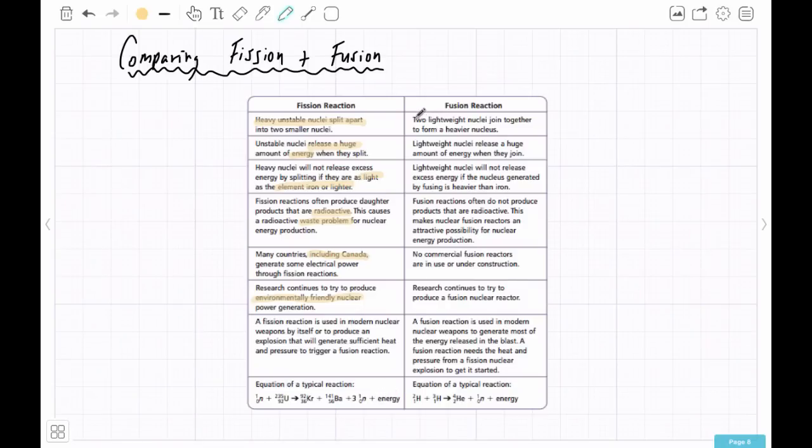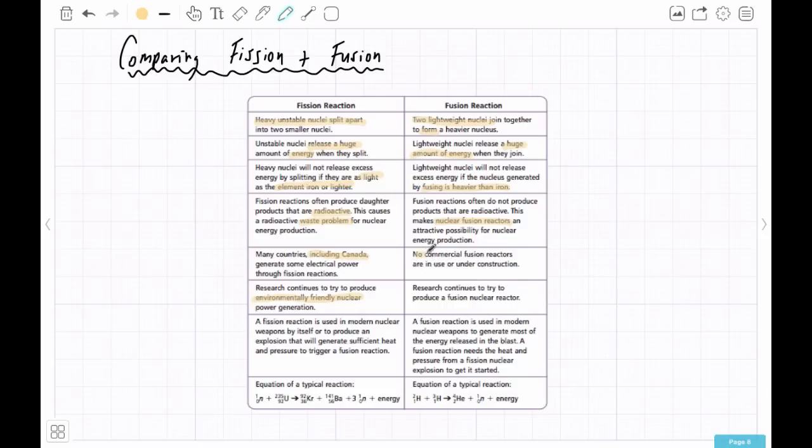For fusion, we start with two lightweight nuclei, which join together to form a heavier nucleus. The lightweight nuclei release a huge amount of energy when they join. Lightweight nuclei will not release excess energy if the nucleus generated by fusing is heavier than iron, the opposite of fission. Fusion reactions often don't produce products that are radioactive. This makes nuclear fusion reactors an attractive possibility because they don't come with that whole waste problem of nuclear fission.